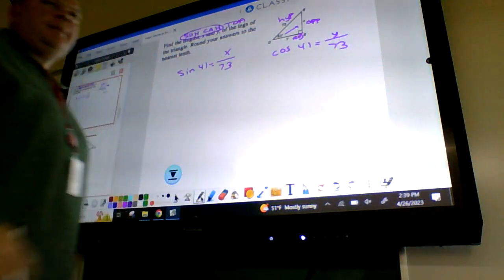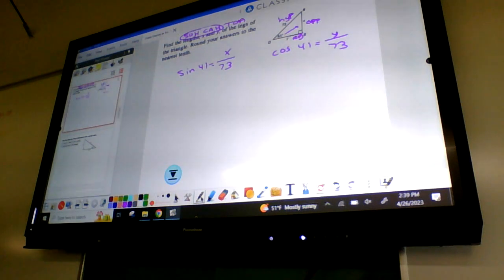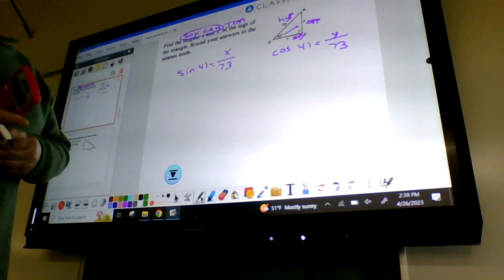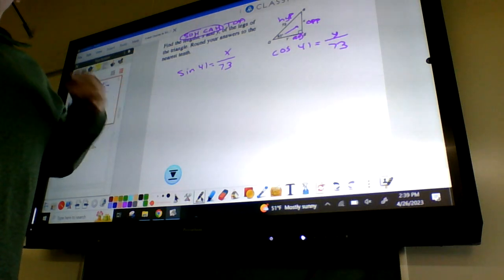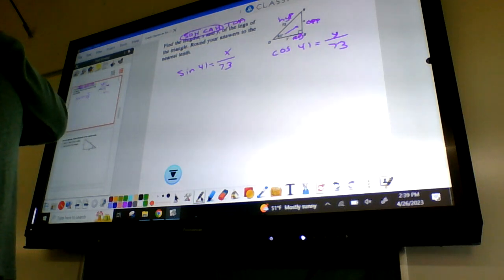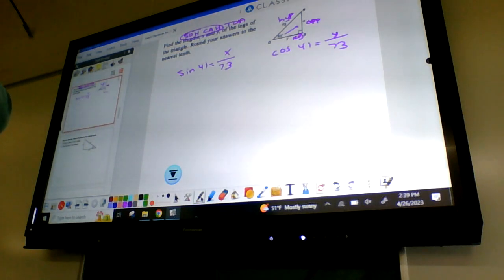Now, one thing that you do have to make sure of is that your calculator's in degree mode. Most of the time with the calculators, with the TI-30s especially, they're going to default to degree mode. If you are using the TI-84s, you need to click on the mode button, about the third or fourth line down. It'll say radian or degree, and you need to make sure degree is highlighted or it will mess everything up.